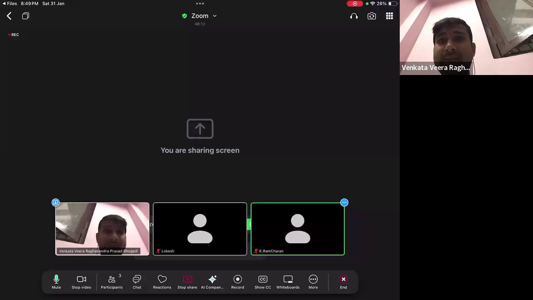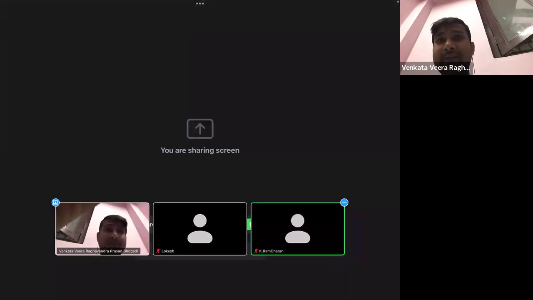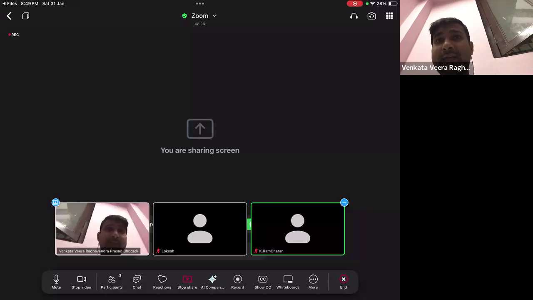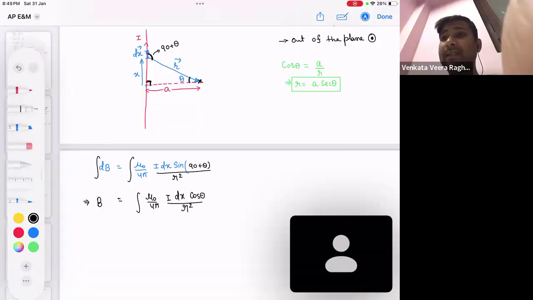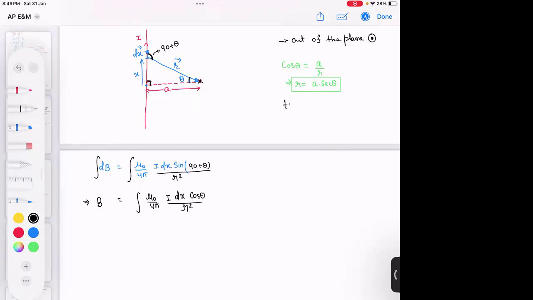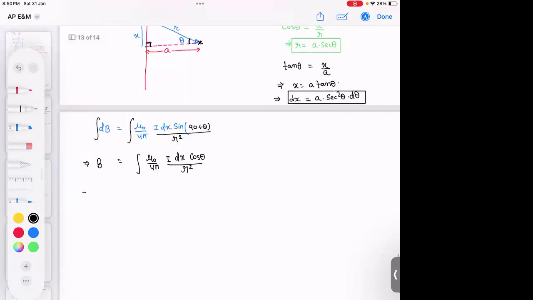If you look at the same triangle, can you say the tan theta value? Is tan theta equal to x by a? So that means x is equal to a tan theta. And if you differentiate it, dx will become a sec square theta d theta. Now everything got converted into the theta variable, right? So let's put the values and integrate it.